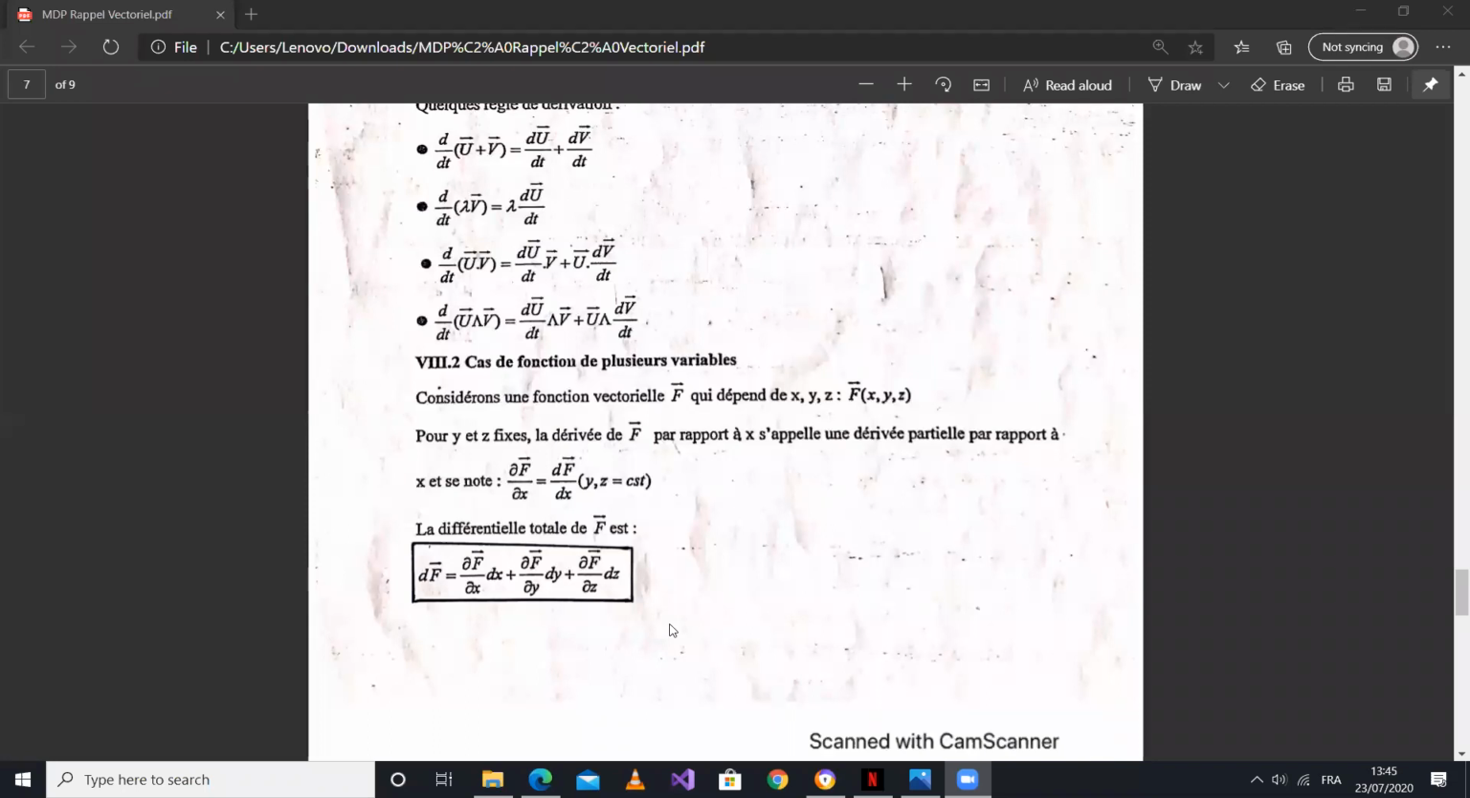Then finally, plus, you go to your last variable z. You have d rond f, d rond z. You are going to treat x and y like they are constants, and you derive only with respect to z. And that's how you do your partial differentiation.